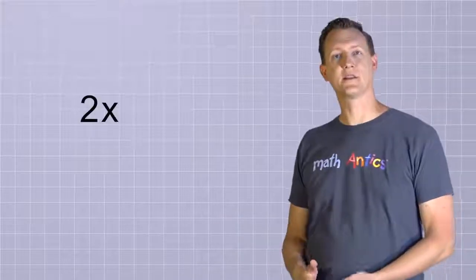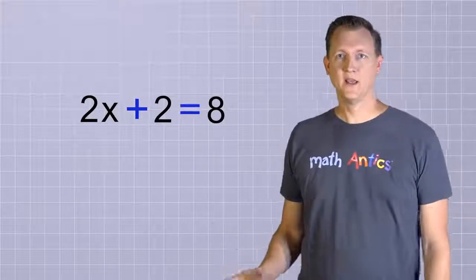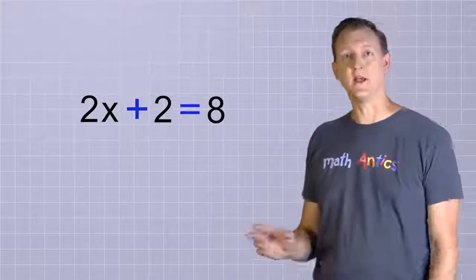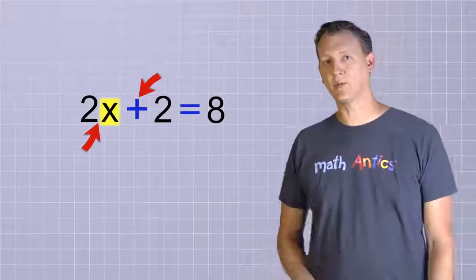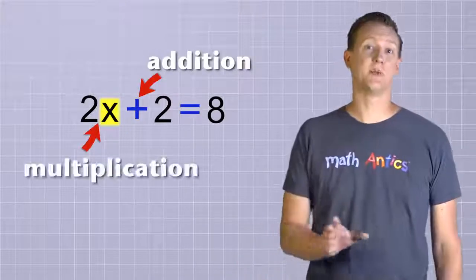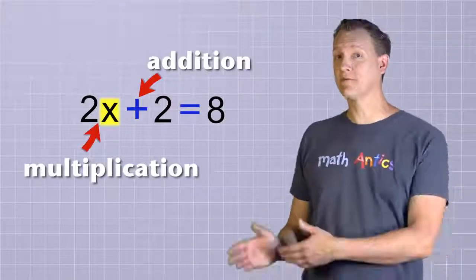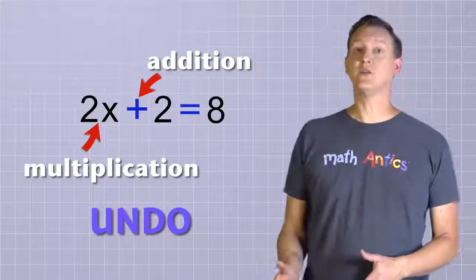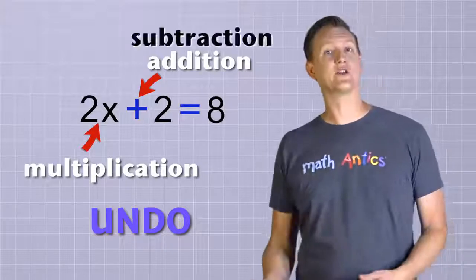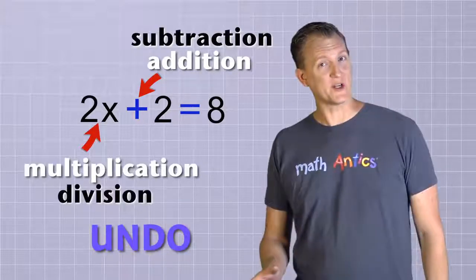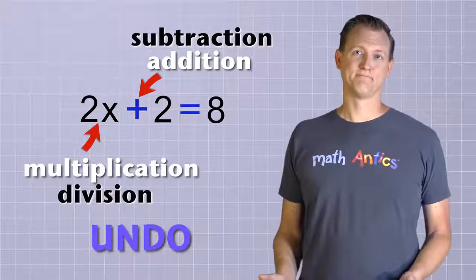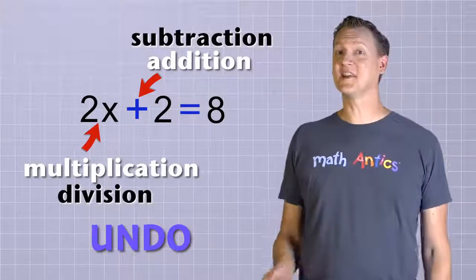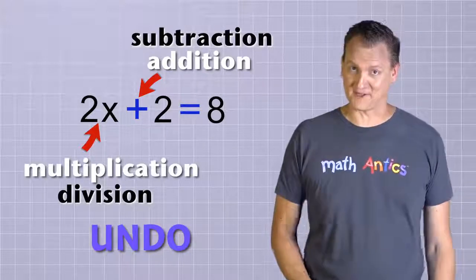So, to see how it works, let's start by solving a very simple two-step equation. 2x plus 2 equals 8. In this equation, the unknown value, x, is involved in two different operations, addition and multiplication, which is implied between the 2 and the x. And to undo those two operations, we need to use their inverse operations, subtraction and division. But the question is, which one should we do first? Like many things in life, the order we decide to do things in can make a big difference.